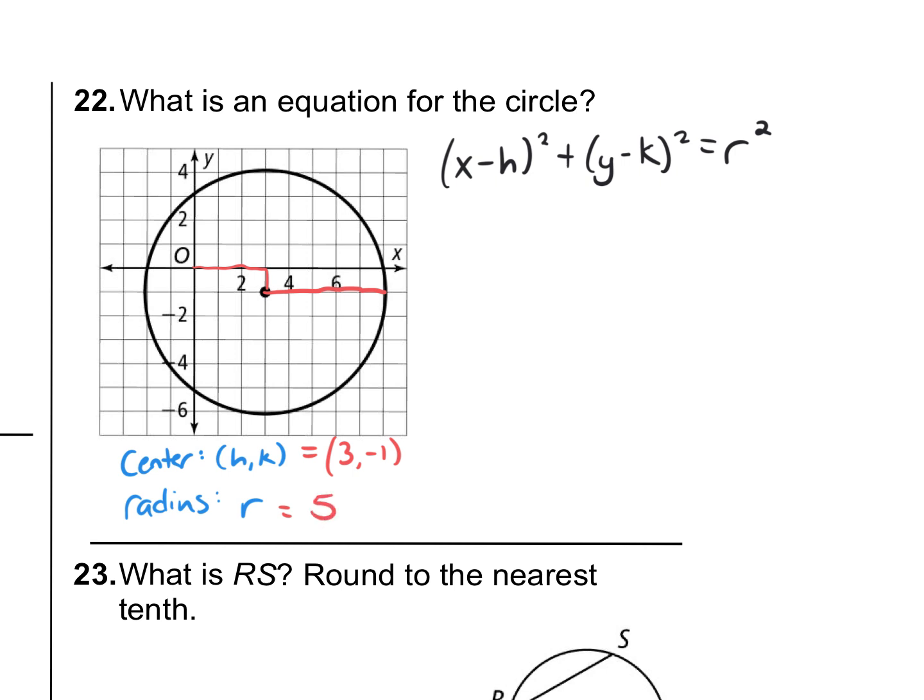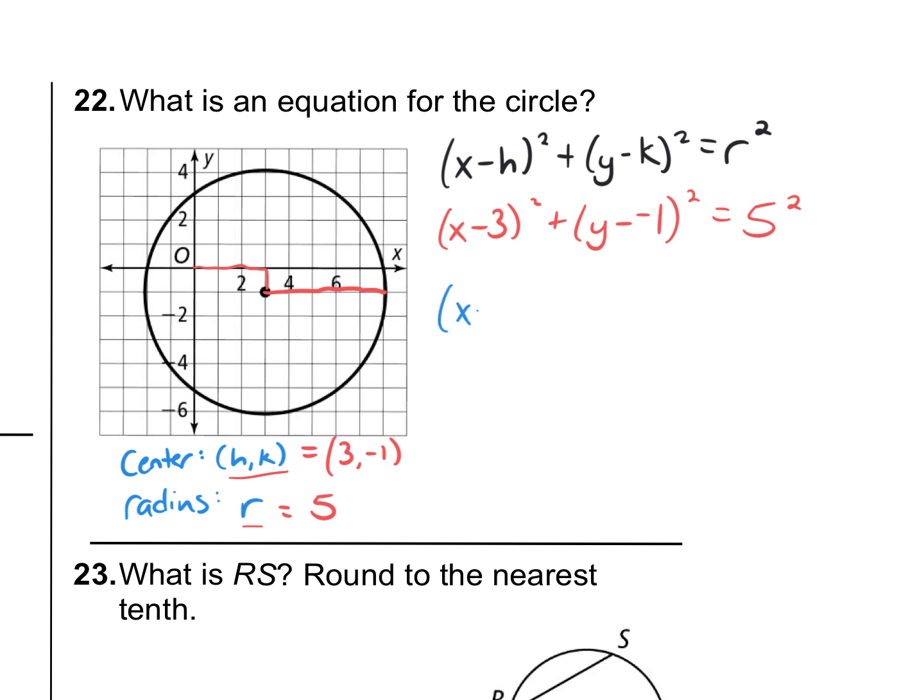Now it's just a matter of plugging it into the formula. Am I ever going to plug values in for x and y? No. Plug it in for h and k and r. So I have x minus 3 squared plus y minus negative 1 squared equals 5 squared. Can I leave my answer like this? No, make sure you finish all the way through.